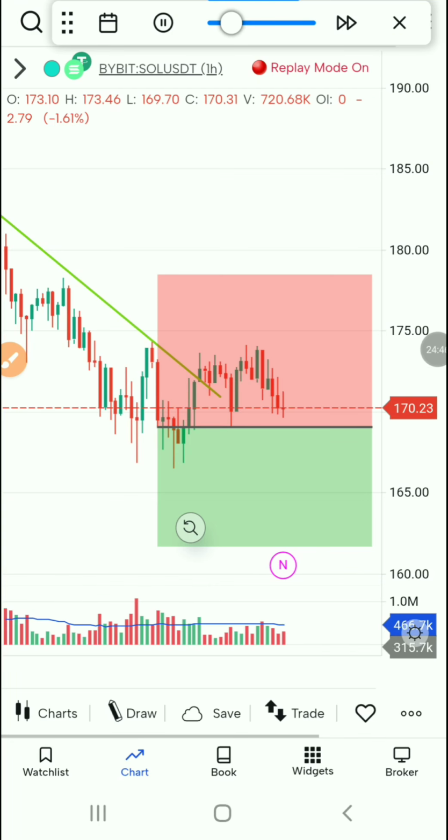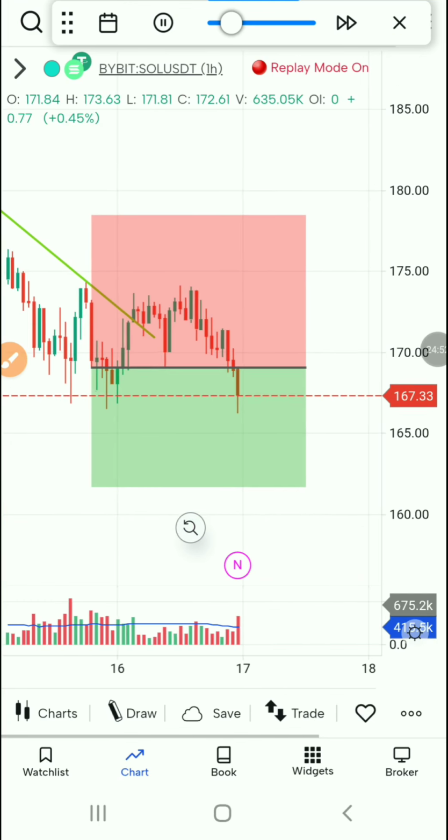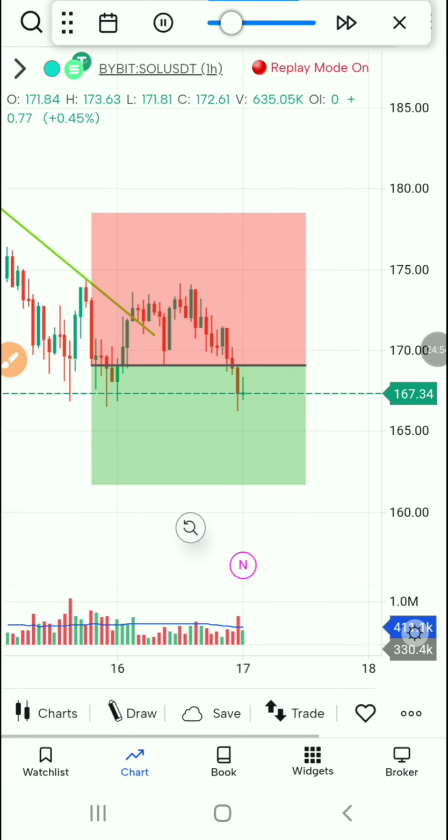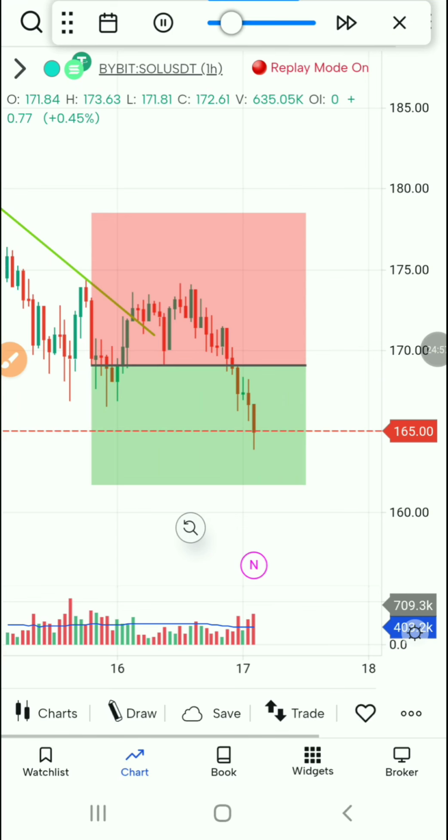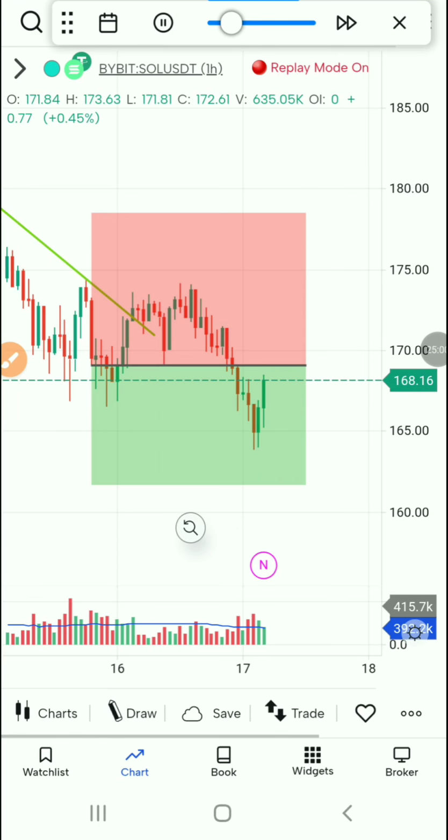I'm not saying that there's no such thing as losses in the game of trading, but our wins should be more than our losses, right? So we are in profit. Let's see if we are going to take profit anytime soon.